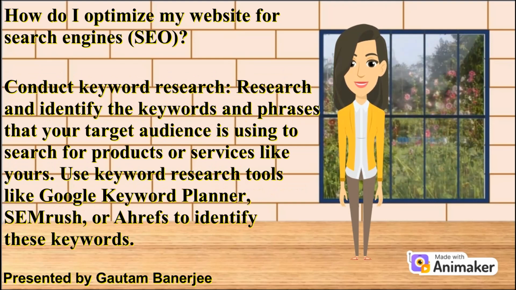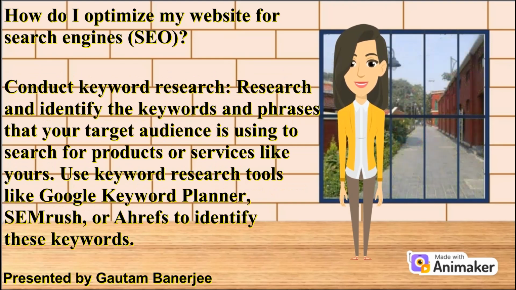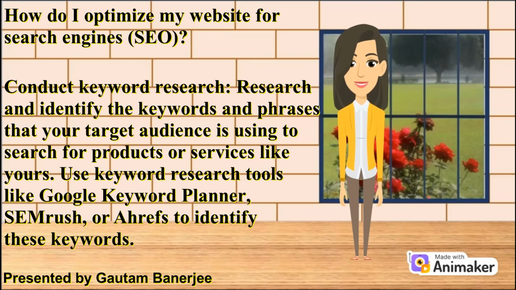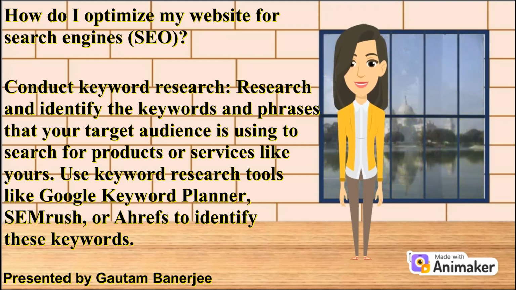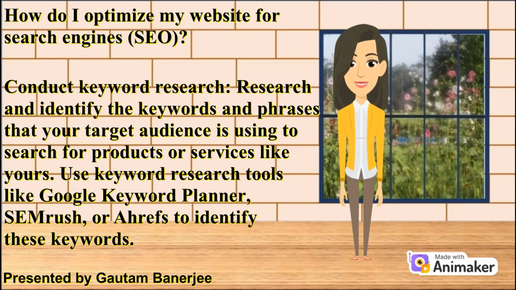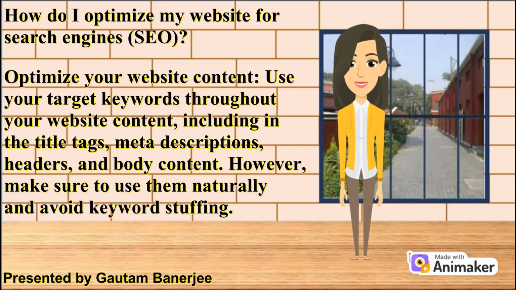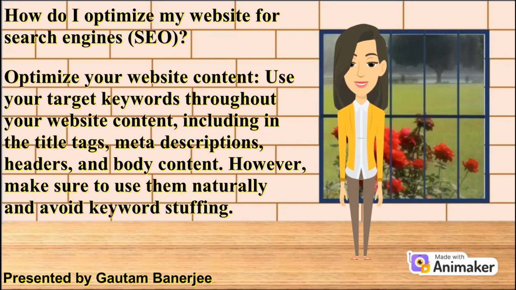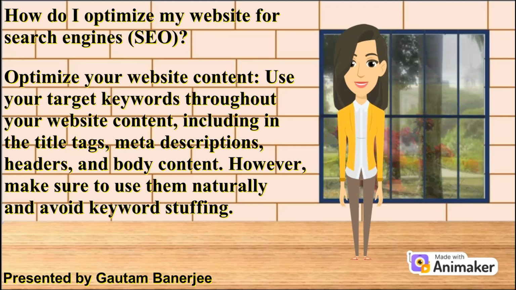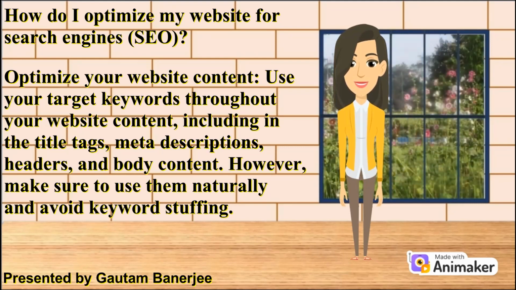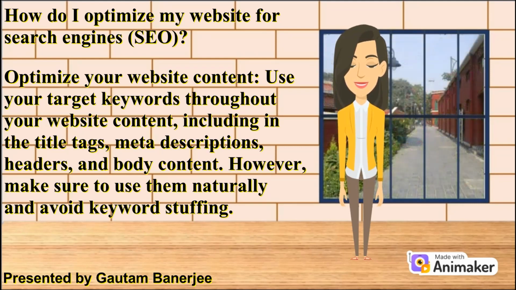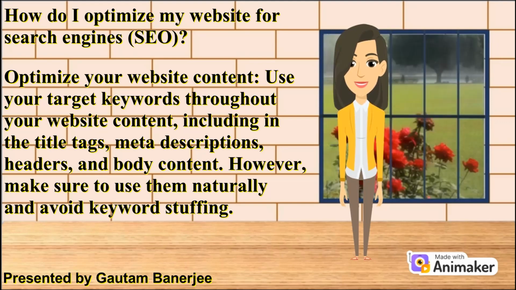Conduct keyword research. Research and identify the keywords and phrases that your target audience is using to search for products or services like yours. Use keyword research tools like Google Keyword Planner, SEMrush, or Ahrefs to identify these keywords. Optimize your website content. Use your target keywords throughout your website content, including in the title tags, meta descriptions, headers, and body content. However, make sure to use them naturally and avoid keyword stuffing.